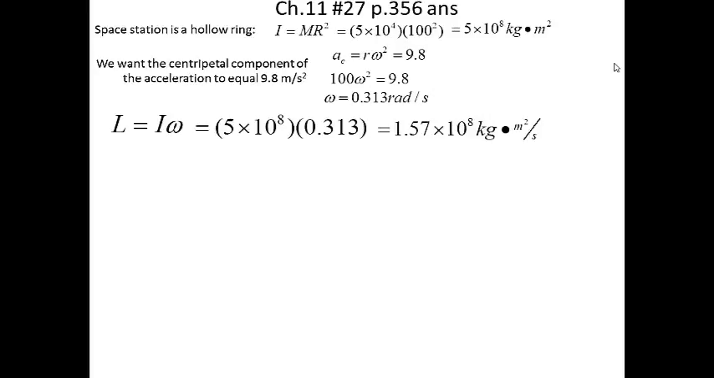From chapter 10, you should know that r times omega squared is equal to the centripetal acceleration, and you can just solve that for omega. You should get 0.313 radians per second. Angular momentum is I times omega, so you just plug in the numbers, and you should get 1.57 times 10 to the 8th kilograms times meters per second.